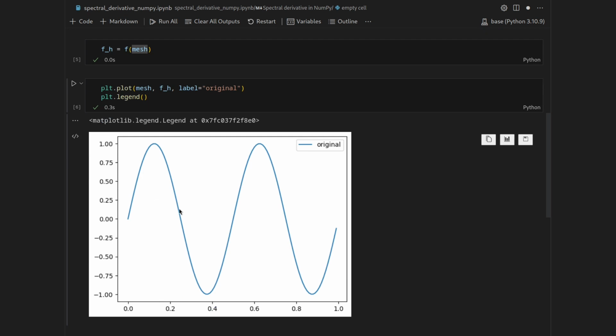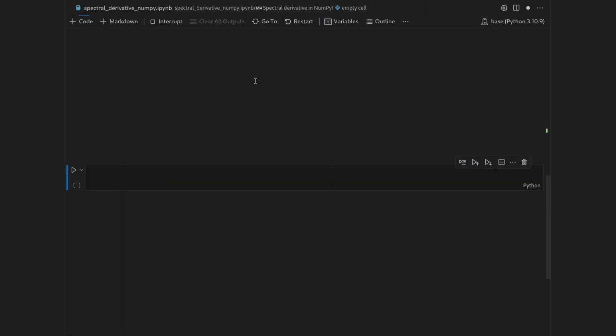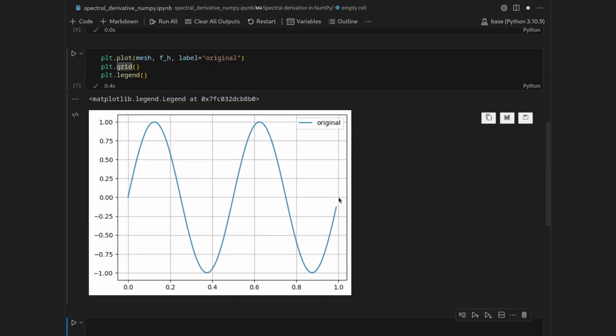And here we see the function we get is a sine function with two periods, and it's hardly noticeable, but the very right point, which would also lie at 1, is not included. So if we activate the grid here, this should be more visible in that the last point is not part of the mesh, and that's very crucial.